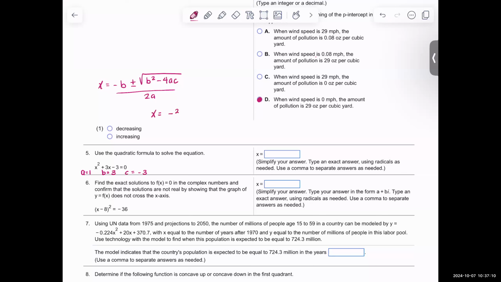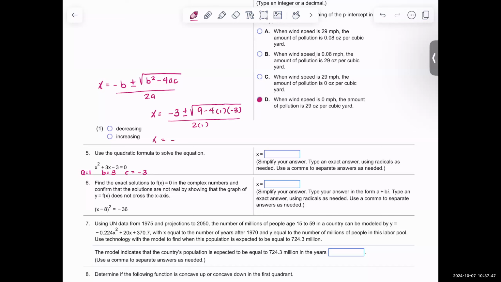x is equal to -3. We're changing the sign of b, it's positive, so we make it negative. Plus or minus the square root. 3 squared is 9. I always square it either in my head or on my calculator and then write it down. And it's always positive. That first number underneath the radical is always a positive quantity. Minus 4 times a is 1, c is -3. The whole thing all over 2 times 1.